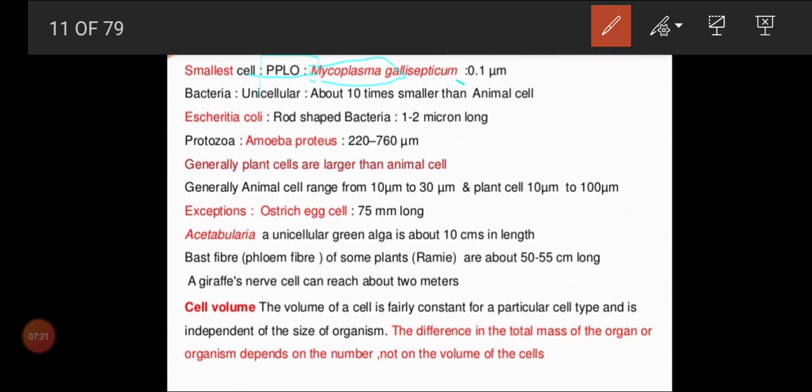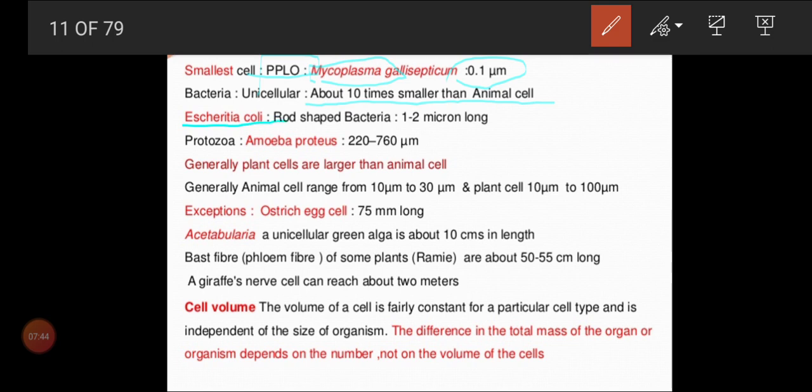So what is the size? Size is 0.1 micrometer only. Okay, and bacteria is unicellular. It is about 10 times smaller than the animal cells. So which is very large, plant cells are larger. And next size is animal cells. Next to that only we can see bacteria. So bacteria, we will tell, is 10 times smaller than the animal cells.